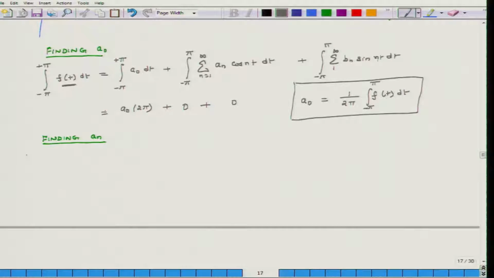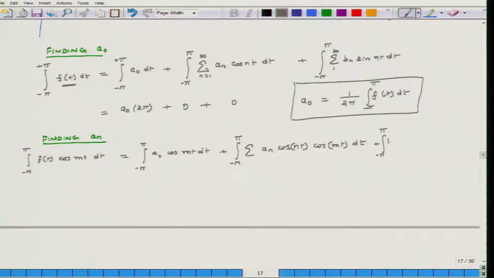So, integral from minus pi to pi of f t cosine m t dt equals integral from minus pi to pi of A0 cosine m t dt plus integral from minus pi to pi of sum of a n cosine n t cosine m t dt plus integral from minus pi to pi of, oh there is an integral sign also here, as a summation, b n sin n t cosine m t dt.